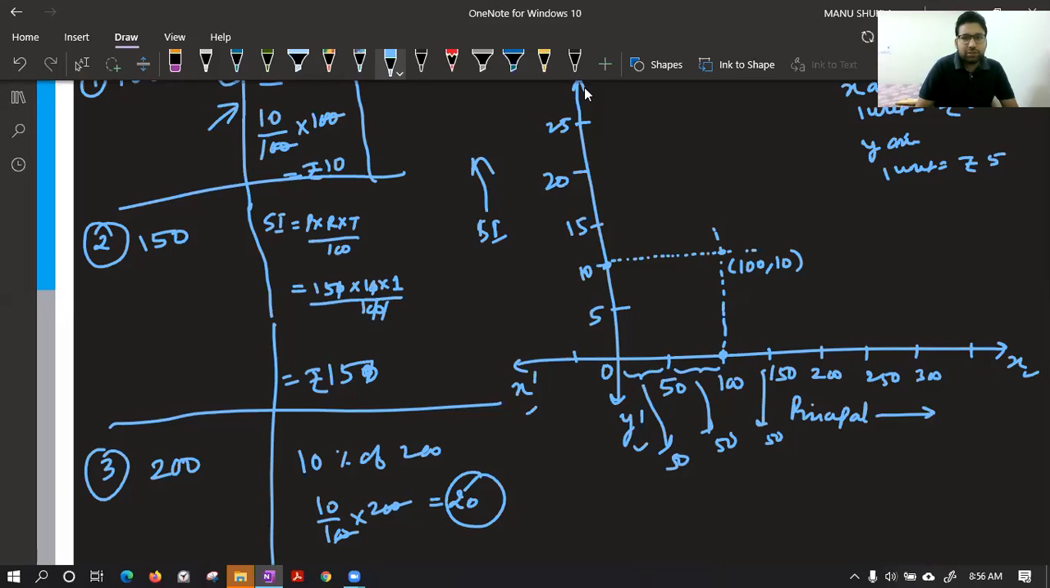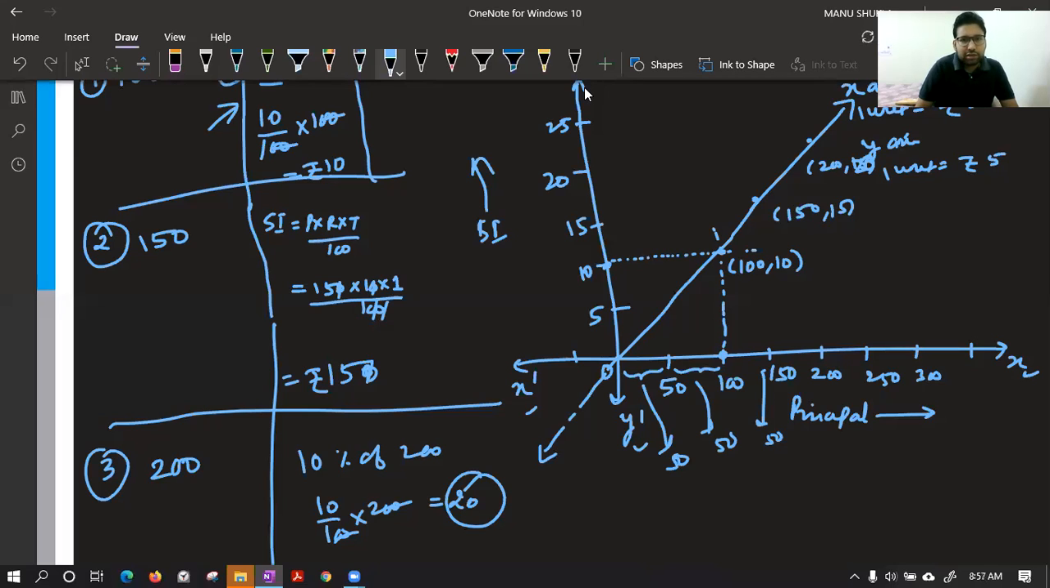Now the second one is 150 and 15. It will come somewhere here, 150 and 15. The third one is 220, sorry, it is 20. It will come somewhere here. Class, can you see there is a relation? There is a line forming which passes through the center, the origin.